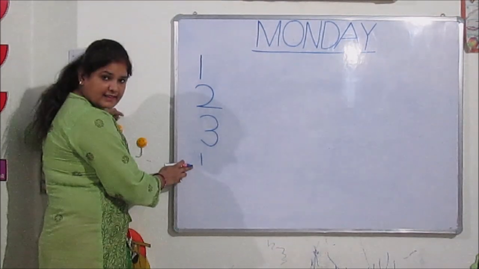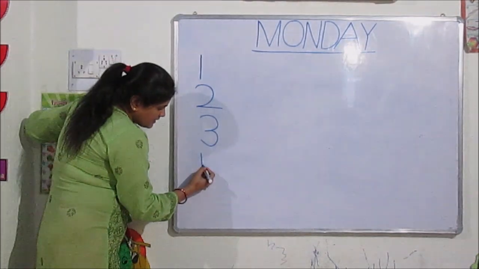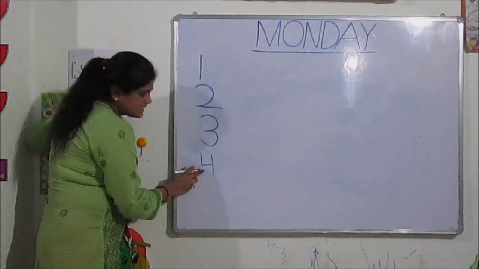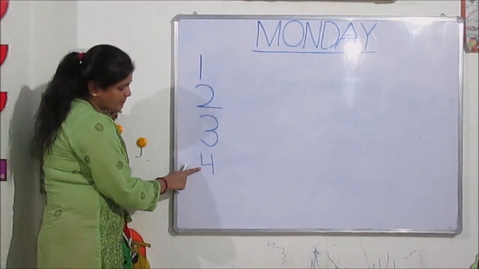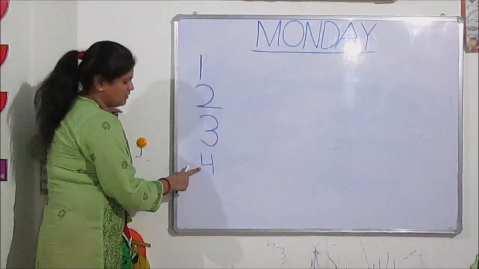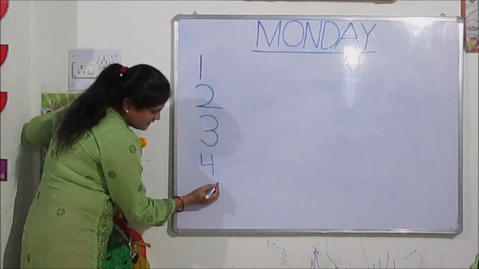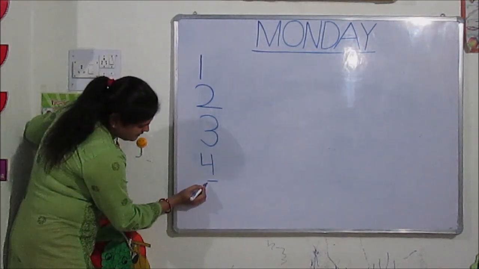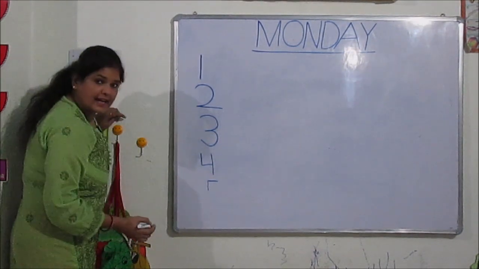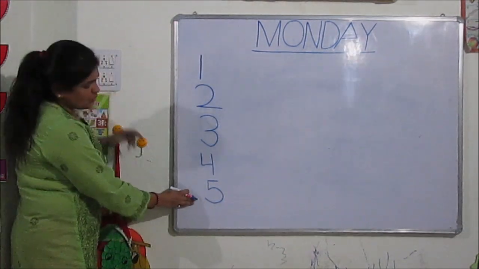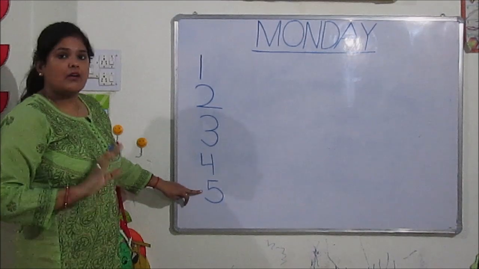Small standing line. Slipping line. Big standing line. Which number is it? 4. After 4, 5. Slipping line. Small standing line, curve line. Which number is it? 5.